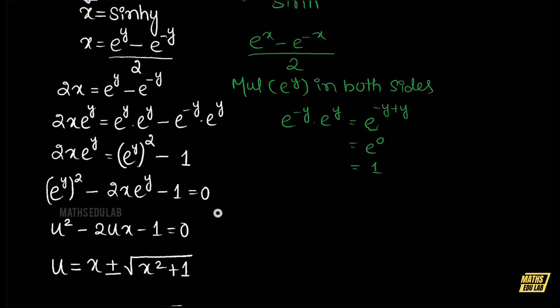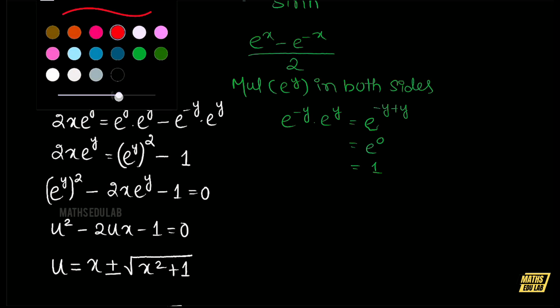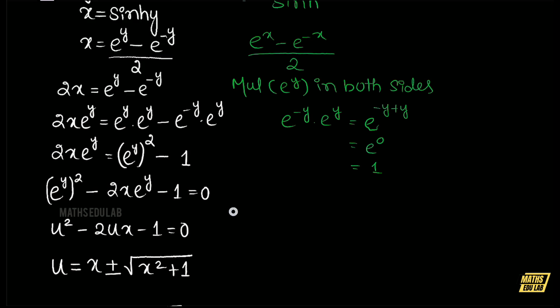So now consider e to the power of y as u. When we consider e to the power of y as u, we can write that u is equal to e to the power of y. That means we have to replace e to the power of y with u. Then we get u square minus 2ux minus 1 is equal to 0.